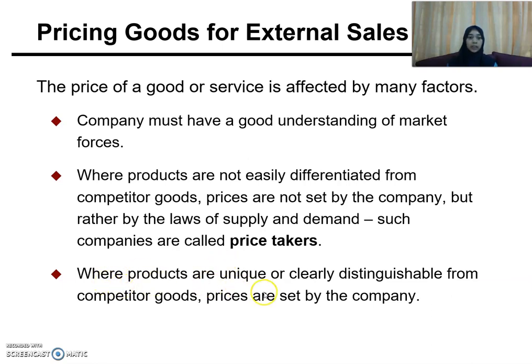Where products are unique or clearly distinguishable from competitor goods, prices are set by the company. That means when your product is unique, when your product is distinguishable from others, your products are not homogeneous, they are not similar to the outside products. So you have a uniqueness in terms of your product, whether in terms of the feature, the brand, or whatever reason, then the price will be set by the company.